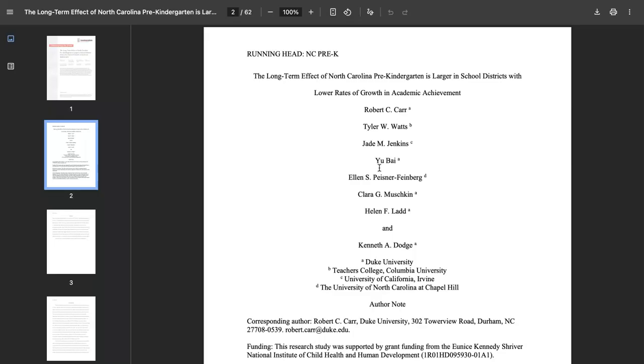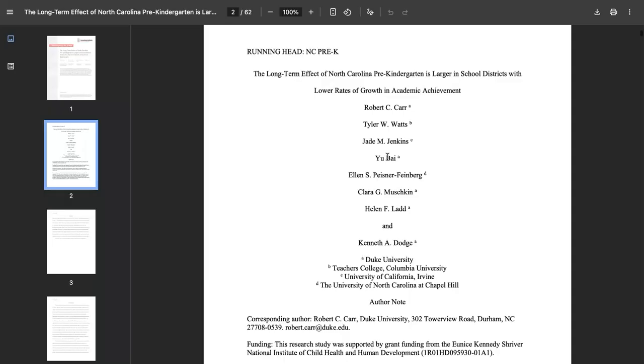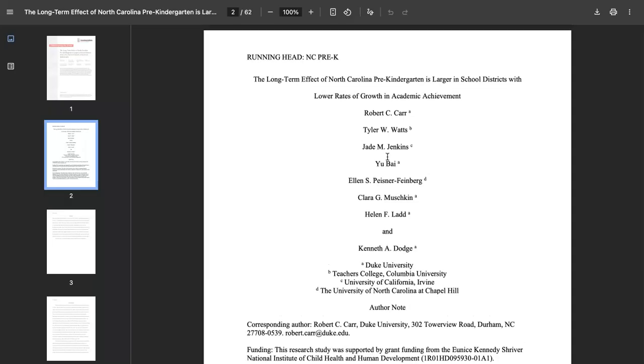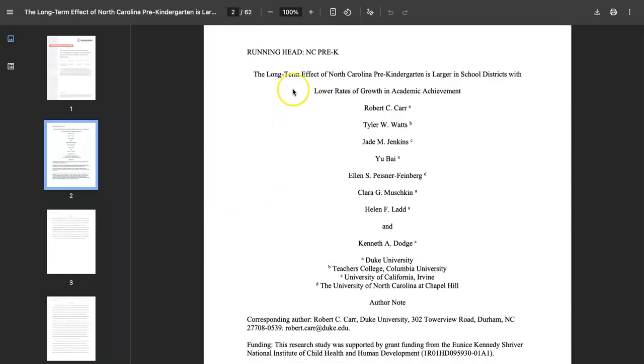As we move to the first complete page, we find that there is a title page. Just to address the general formatting, it does look to be double spaced throughout. This looks to be what we would consider a Times New Roman 12-point font, and the paper has 1-inch margins throughout. Starting here on the title page, one thing that immediately stands out is there is a running head.